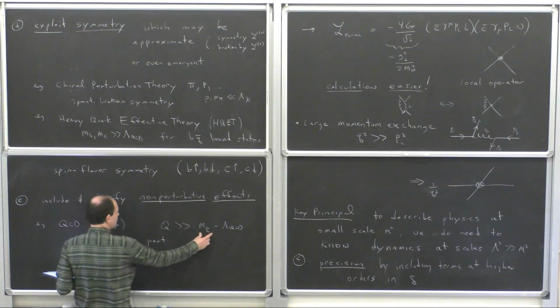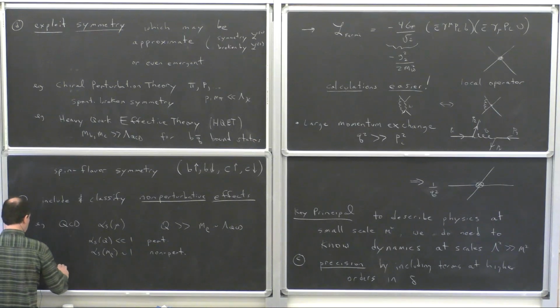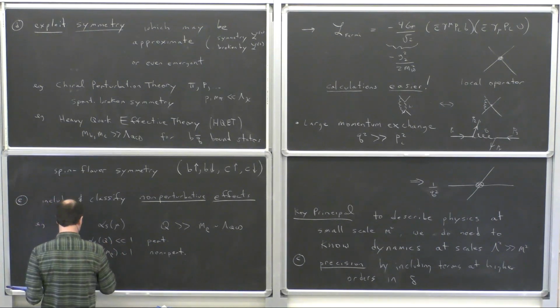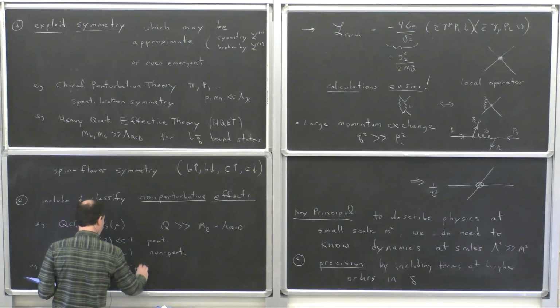And the nice thing is that this non-perturbative physics, which is the physics of the low energy theory in this case, can be universal. So in this heavy quark effective theory, for example, I'll just give you an example of some universal parameter that shows up.